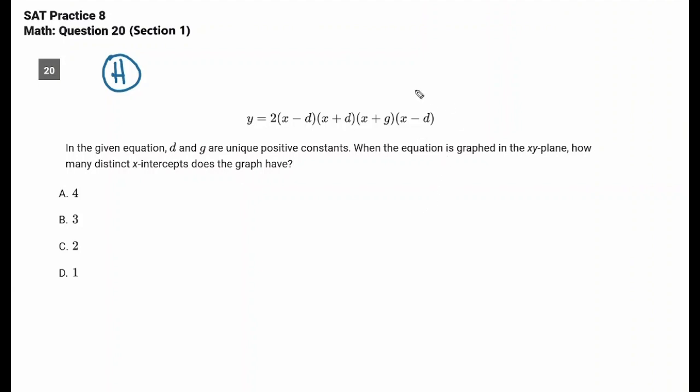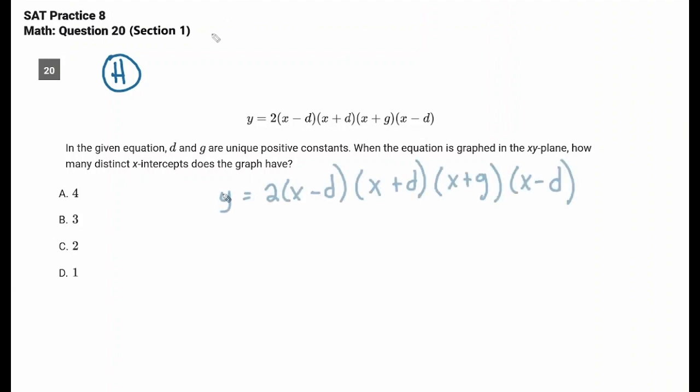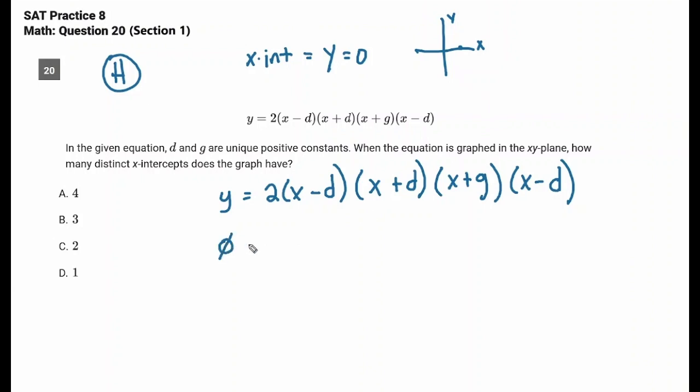All right, so you can't write on the test. You've got to redraw this equation. What does x-intercept mean? I always write this down. Do I really write it down? Yes, I do. X-intercept equals y equals 0. And that makes sense, right? Little xy plane here. At the x-intercept, wherever it is, y is going to be 0 because it's on the x line. So y is 0.